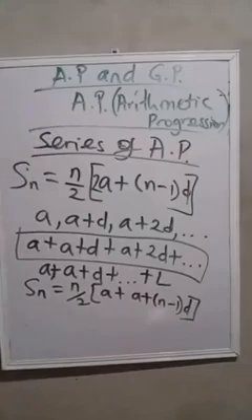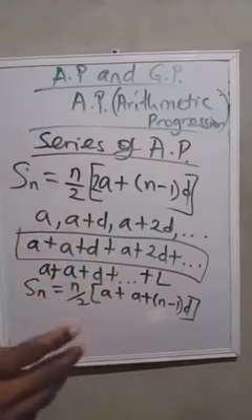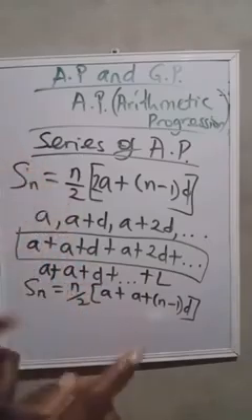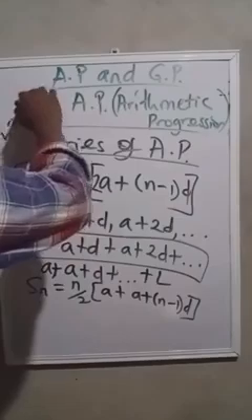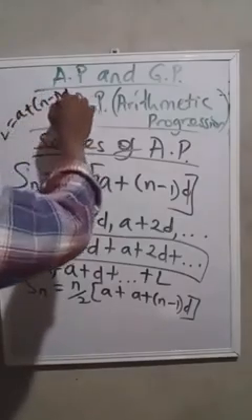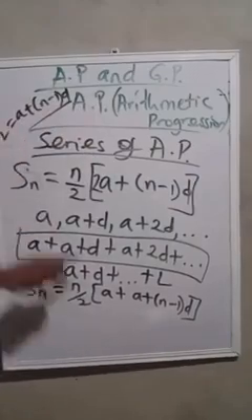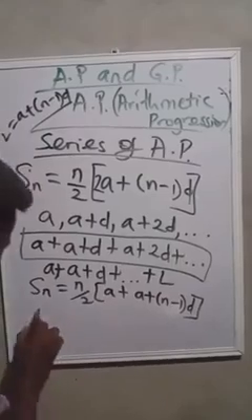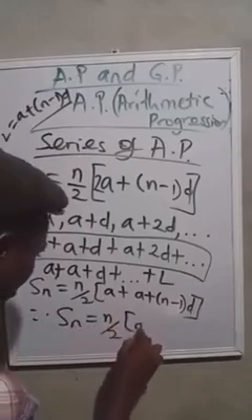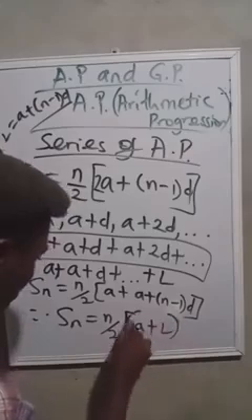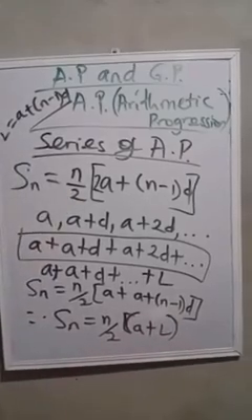Now recall that your last term is a plus (n minus 1)d, according to the formula I gave before. Here you have L equals a plus (n minus 1)d. So you come back here and replace this with your last term. Therefore, you have Sn equals n over 2 times (a plus L). This is the formula when you have your last term, and when you don't have your last term, the other formula is what you use. Very simple and straightforward for you to do.